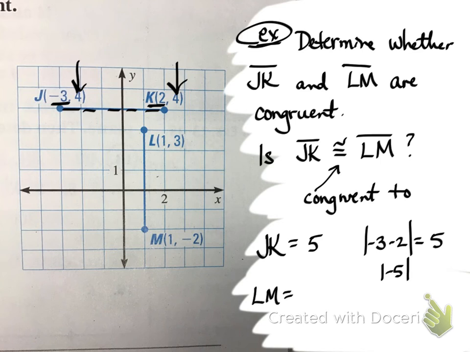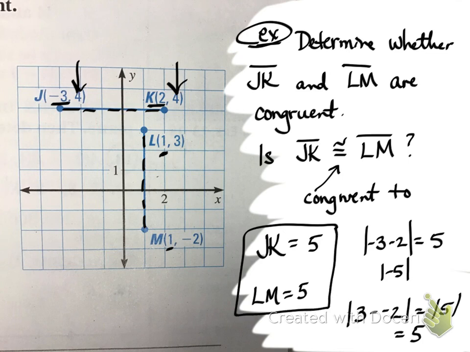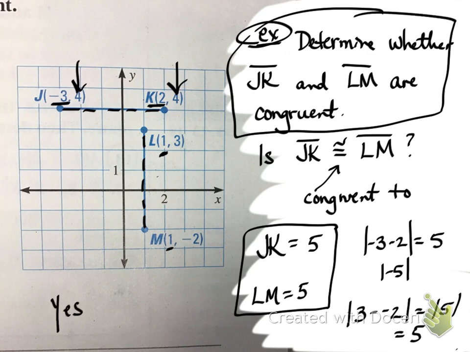What's the length of LM? Well, LM is this nice vertical line with the same x's. That's what makes it a vertical line. So we can take the y's and subtract them, or we can count the spaces. It's 1, 2, 3, 4, 5 spaces. Or we can take those y values and subtract them. 3 minus -2. That's the absolute value of 5, which is 5. So since they both have the same length, determine whether JK and LM are congruent. We would say yes, JK is congruent to LM.